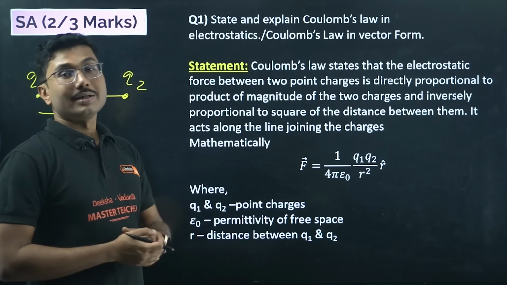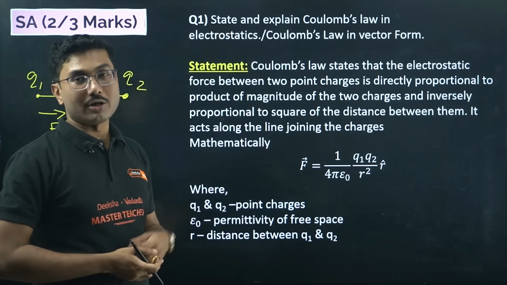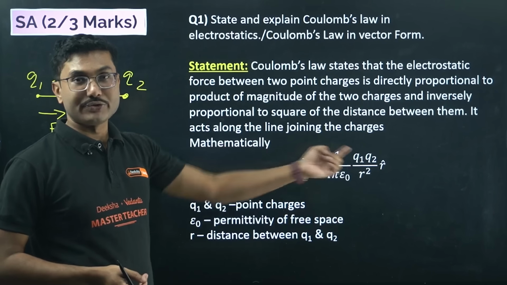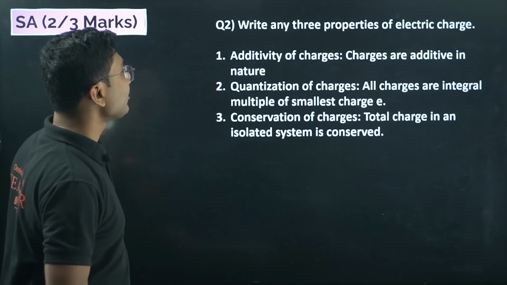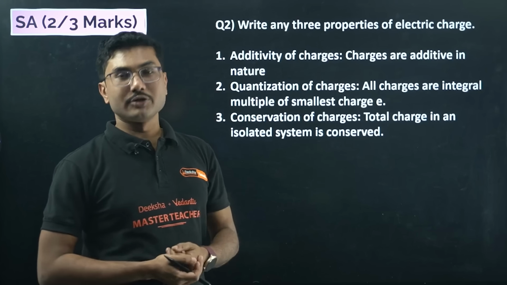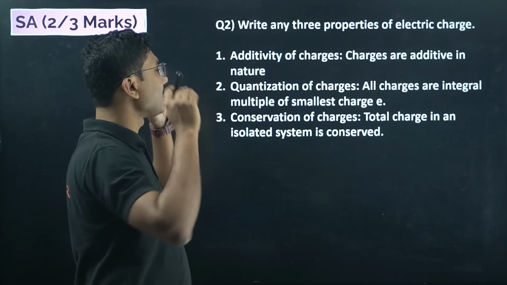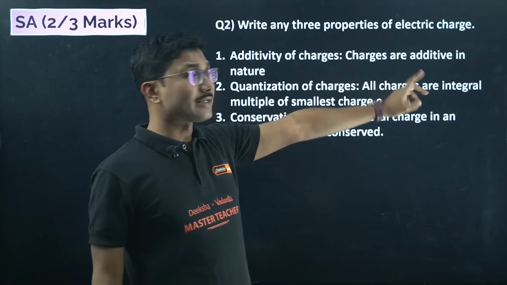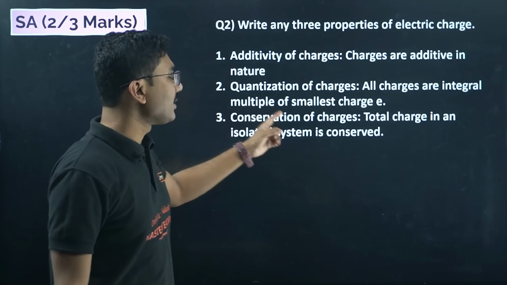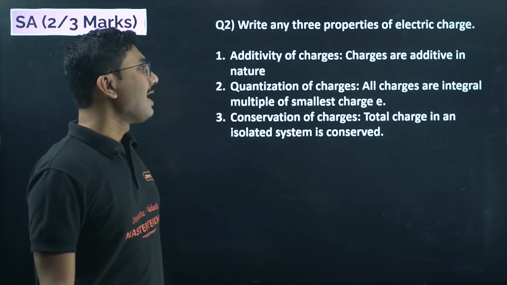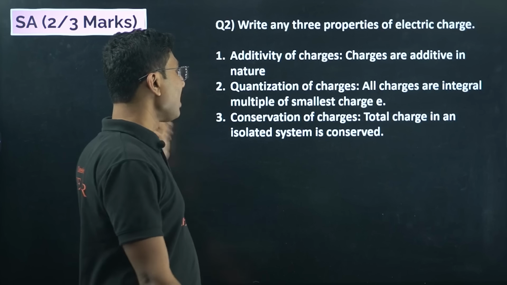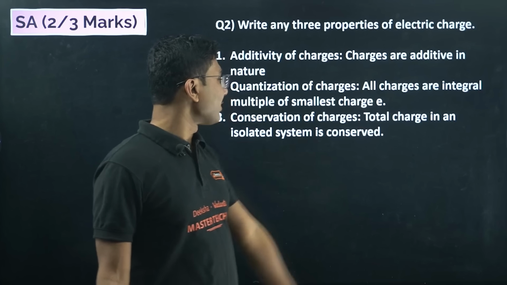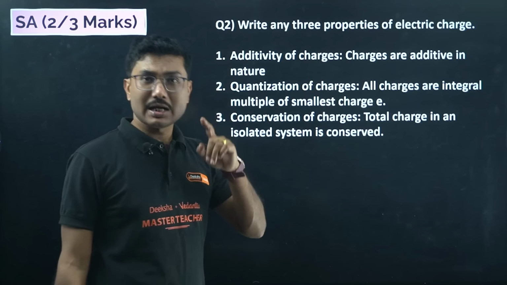Also, all the variables that you are using have to be mentioned clearly in this equation. Now next question, write any three properties of electric charge. Very important question. Additivity of charges: charges are additive in nature. Quantization of charges: all charges are integral multiples of the smallest charge, small e. Conservation of charges: total charge in an isolated system is conserved.